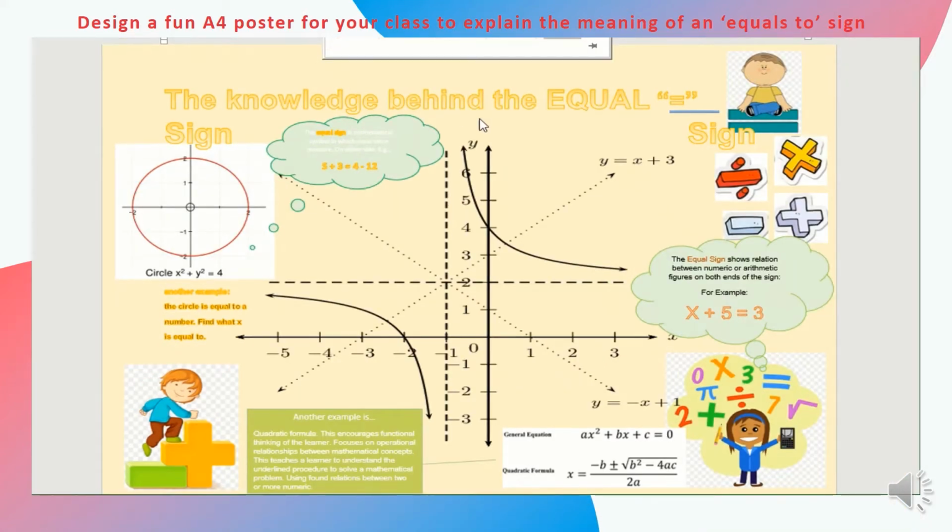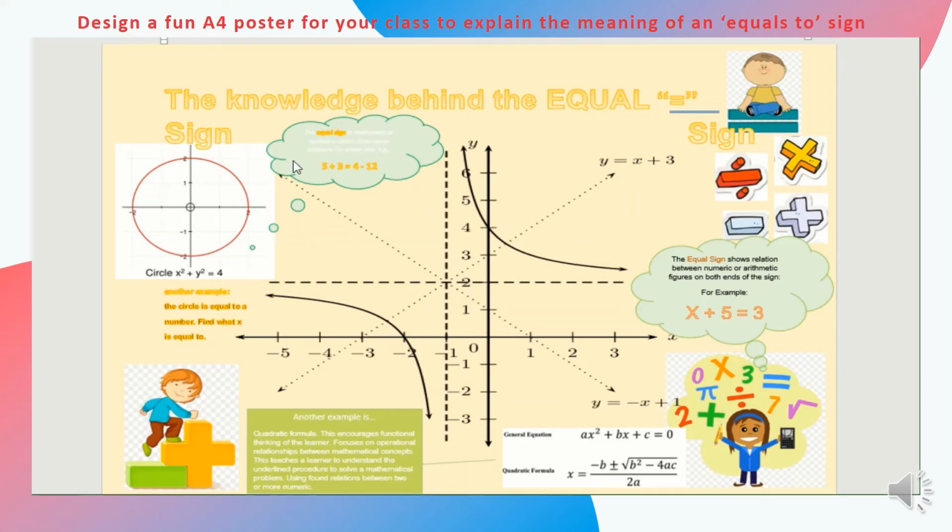As you can see, the equal sign, here's the title, add little plus signs, division, anything that might interact. The equal sign shows the relation between numeric and arithmetic figures on both sides of the sign. For an example, x plus 5 is equal to 6. Putting in little pictures for kids, because kids like to learn with color and imagery just to excite them, and having an image right at the bottom and putting in a bubble, it shows that we're teaching something.